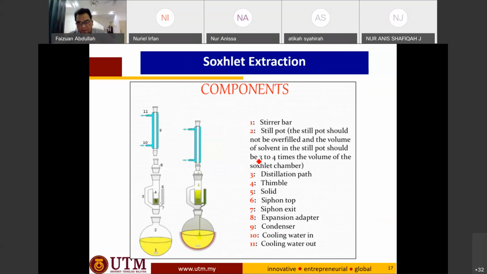For the extraction equipment, we have a stirrer bar, we have a steel pot, all right. The steel pot should not be overfilled, and the volume of solvent in the steel pot should be 3 to 4 times the volume of the Soxhlet chamber. We have the distillation path, we have a thimble, we have the solid, we have a siphon top, we have a siphon exit, expansion adapter, condenser, cooling water in and cooling water out. So from this photo, from this diagram, can you imagine how the Soxhlet extractor looks like?